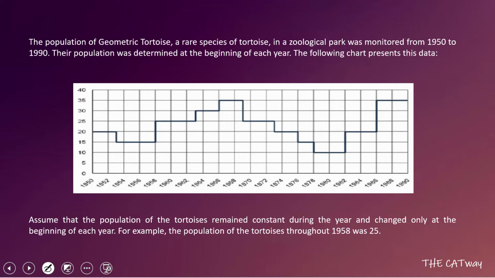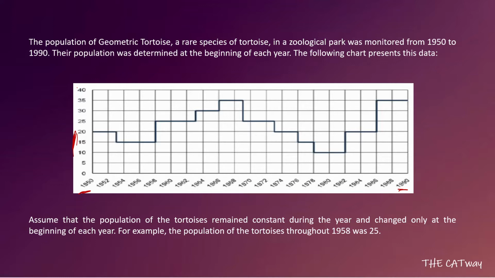So the question says that the population of geometric tortoise, a rare species of tortoise in a zoological park, was monitored from 1950 to 1990. The population was determined at the beginning of each year. The following chart presents this data. So we have a data chart here which represents our data from 1950 to 1990. It has been represented in actual terms. The population has been represented in the actual value, and this is not the percentage increase or decrease. Remember that this is the absolute value of the population.